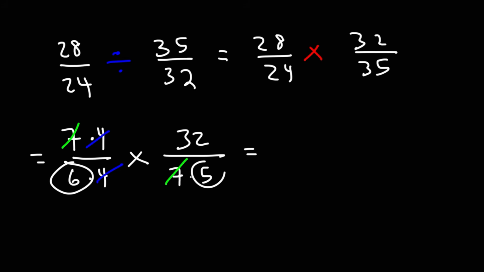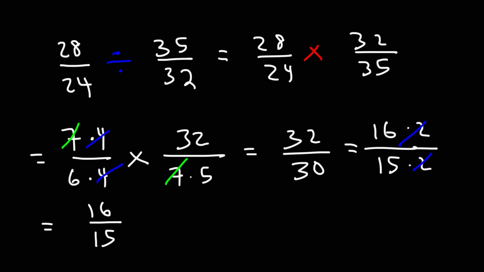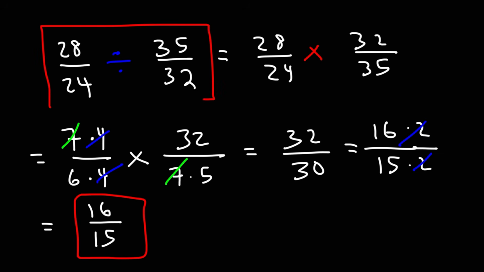On the bottom, we have 6 and 5. So right now we have 32 over 30. 32 is 16 times 2. 30 is 15 times 2. So at least we can cancel the 2's. And so we're left with 16 over 15. So that's the final answer. So that's what our original expression is equal to.